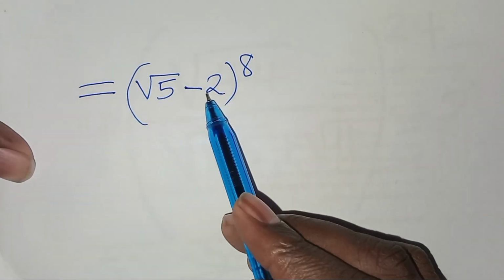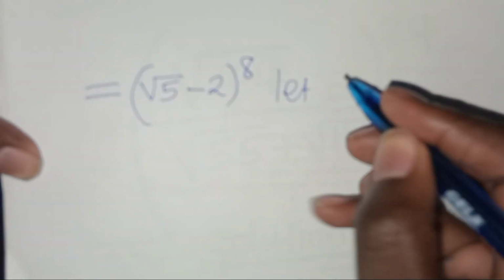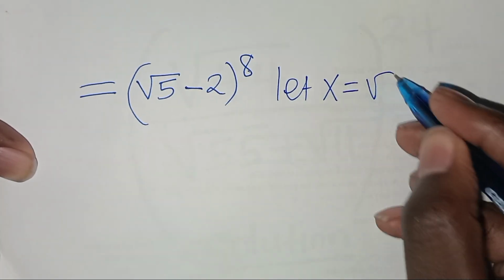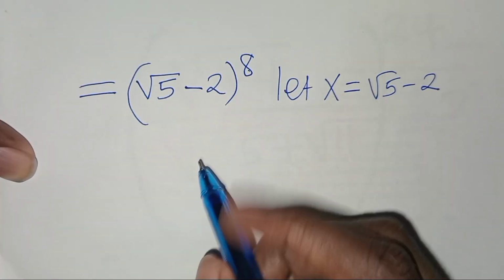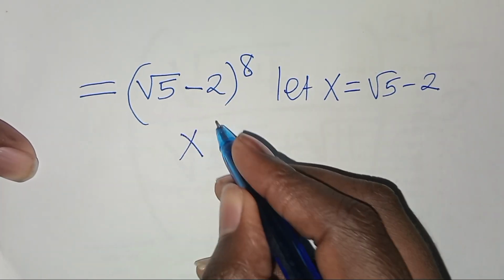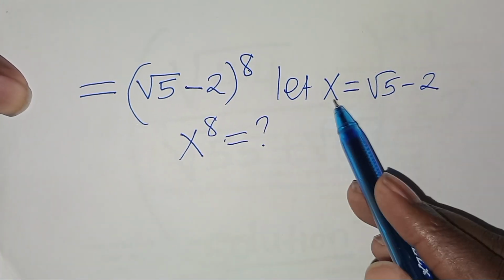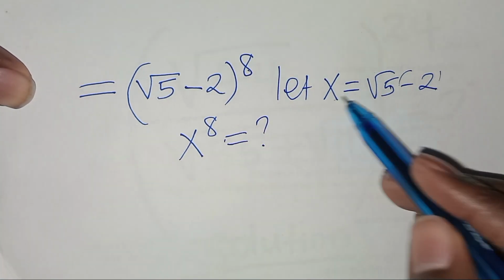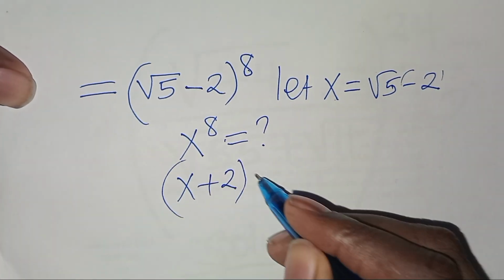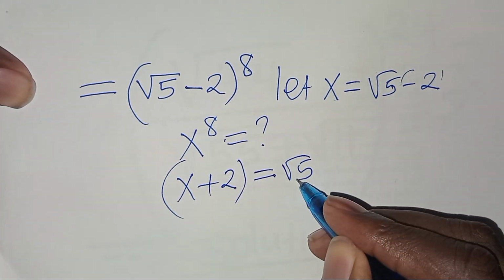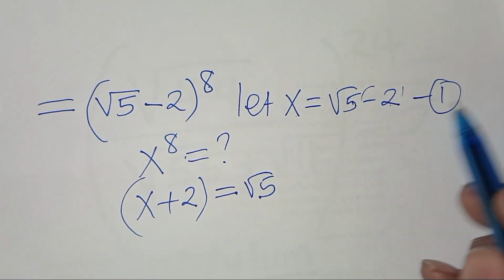Now we have (√5 − 2) raised to power 8. Now from here, we can say let x be equal to √5 − 2. So that means that √5 − 2, which is equal to x, raised to power 8. So what is this? Now from what we have here, we can take negative 2 on the left-hand side, so that we'll have x plus 2 equal to √5. Let's call this one equation 1, that is x equals √5 minus 2.